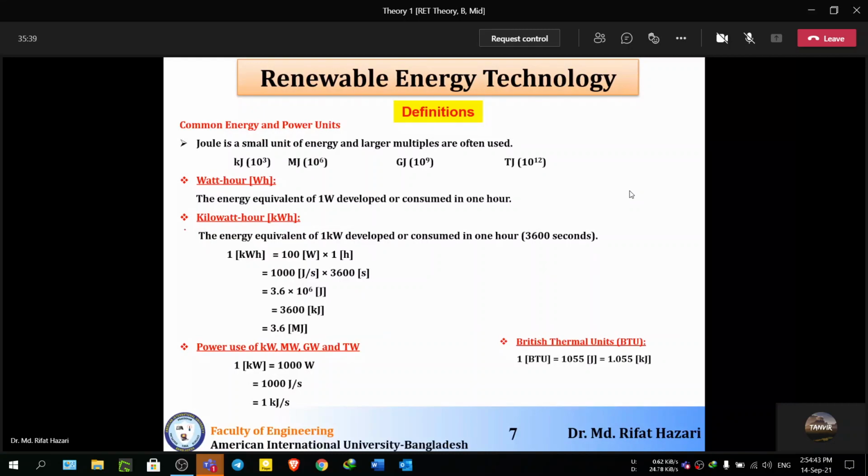Anyway, let's come back to the topic. When you are talking about power systems, we are thinking about higher units. For example, kilojoule is 10 to the power 3, megajoule is 10 to the power 6. So joule is the smallest unit. Then gigajoule, terajoule; we utilize these kinds of units. Currently in Bangladesh, the total capacity or generation is expressed in terms of what? Megawatt, right?